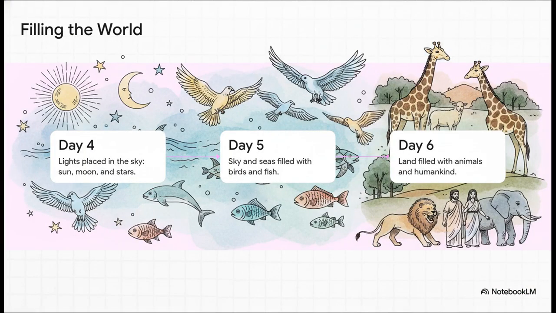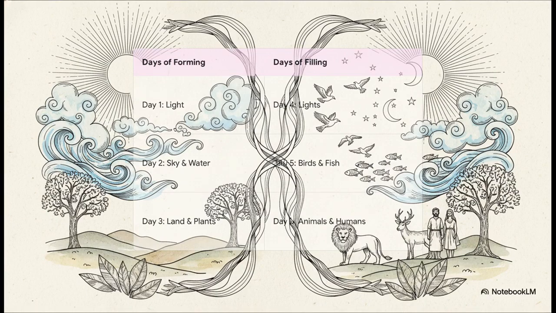So here we go again. On day 4, the lights, the sun, moon, and stars, get placed in the sky. On day 5, the sky and the water are filled with birds and fish. And on day 6, the land gets filled with animals. And then, the big finale, humankind. And this is where the poetic genius of this whole chapter just shines. The two halves of the week are not just one after the other, they're parallel. Think about it. Day 4 fills the realm of light and dark created on day 1. Day 5 fills the sky and seas from day 2. And day 6 fills the land from day 3. It's this beautiful, incredibly elegant structure that solves formless and then empty in a perfectly mirrored pattern.